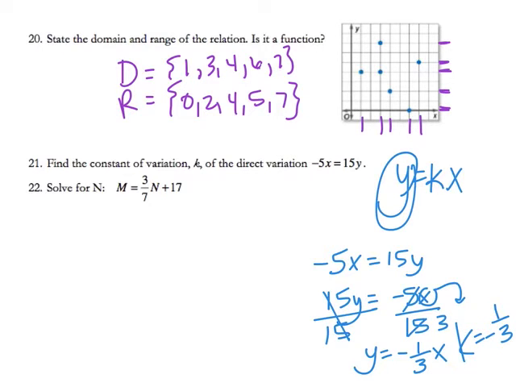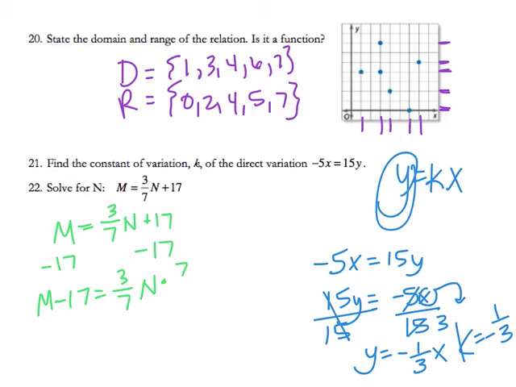And then solve for n, as in Nancy. So in this equation, you've got a fraction to deal with. And you've got a constant to deal with. Let's get rid of the constant first. So m minus 17 is equal to 3/7 of n. Multiply both sides by 7/3. And you can leave it 7/3 times the quantity m minus 17.